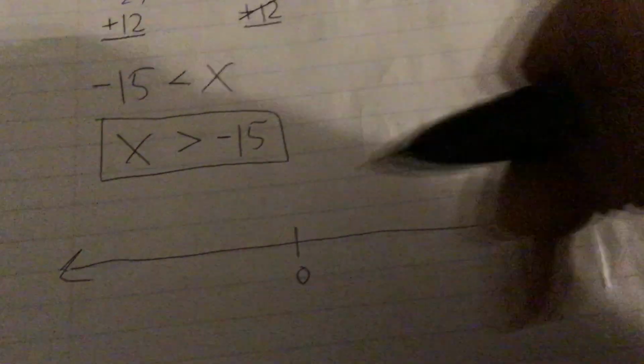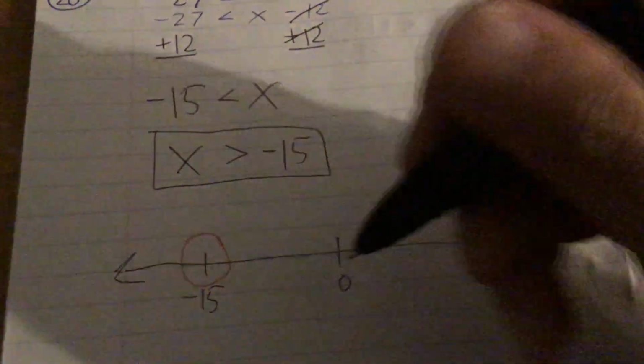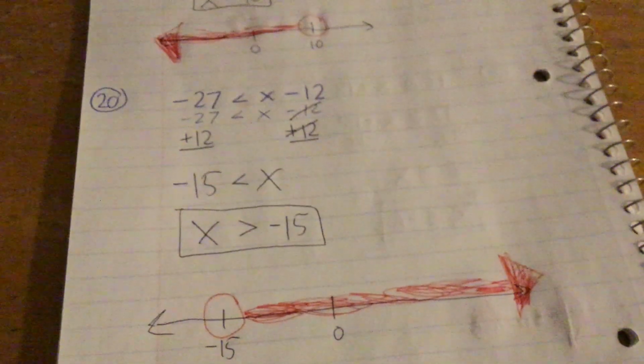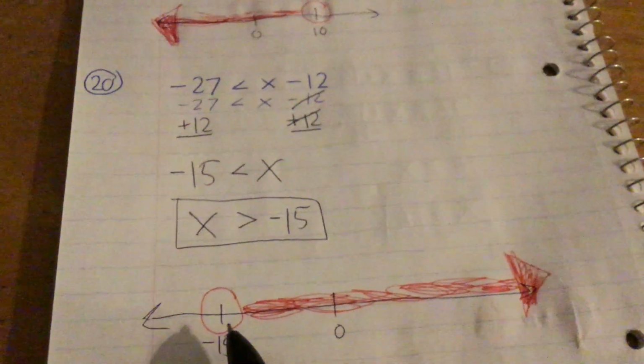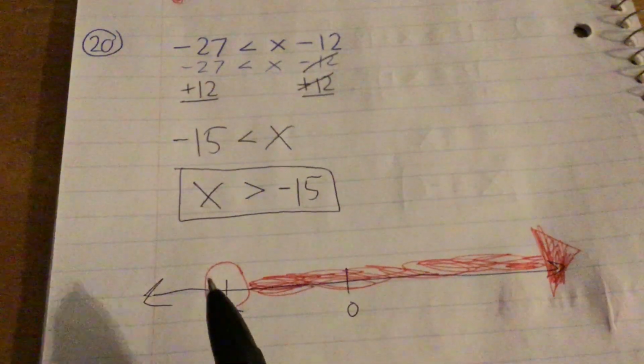0 in the middle. Negative 15 is on the left. I'm going to circle the endpoint. And I'm going to shade all values to the right. Okay. Is negative 15 itself invited to the solution set birthday party? No, so we keep it open.